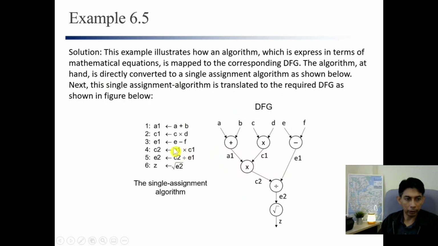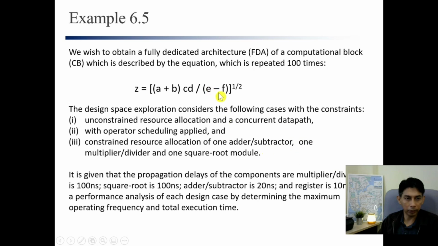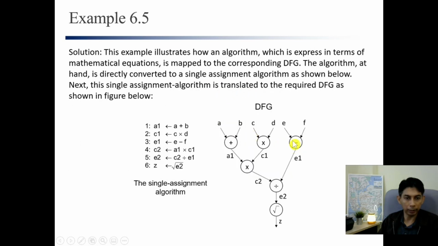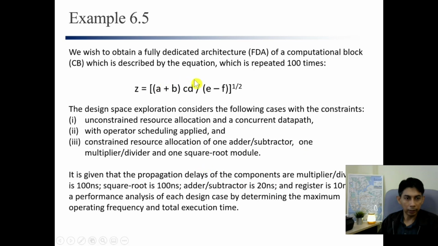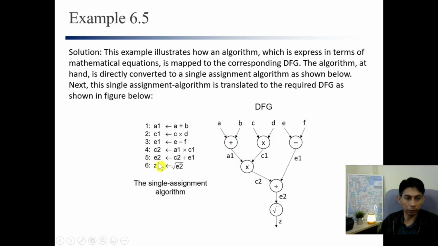C2 here. E1 is this E minus F. So this is E1, right? E minus F, and this one C2 is this one multiplied by this one. And we divide by this one, means that this one divide by this one. So we have E2. All right. So this is E2. And finally, E2 square root function, we have Z. Right. So this is our DFG.